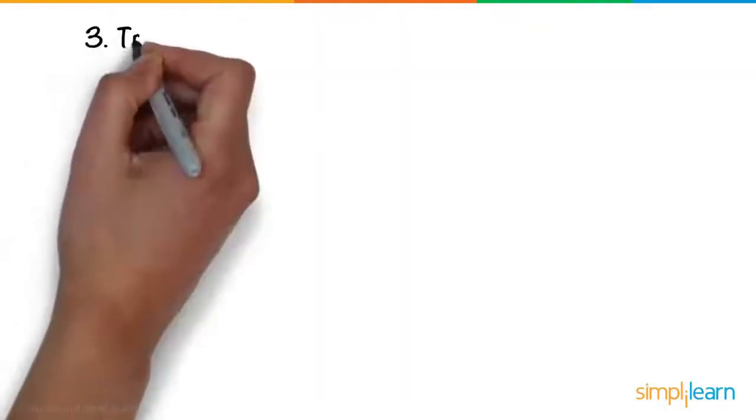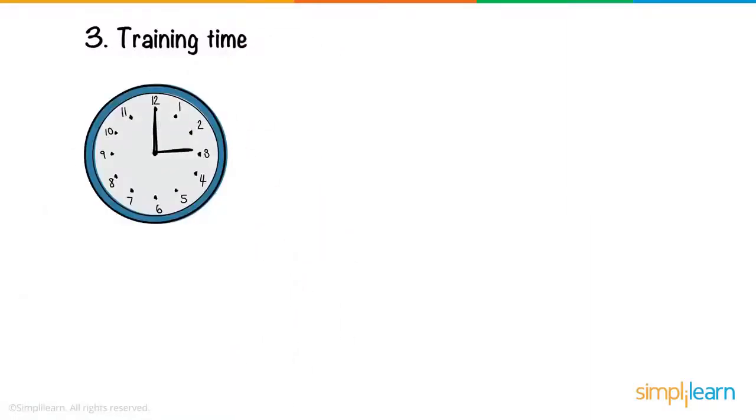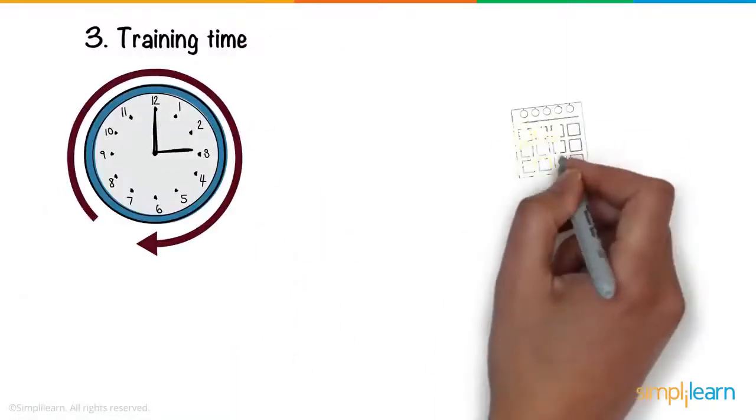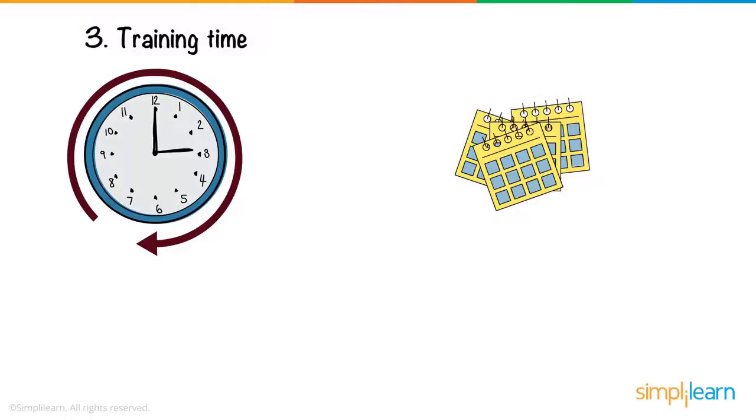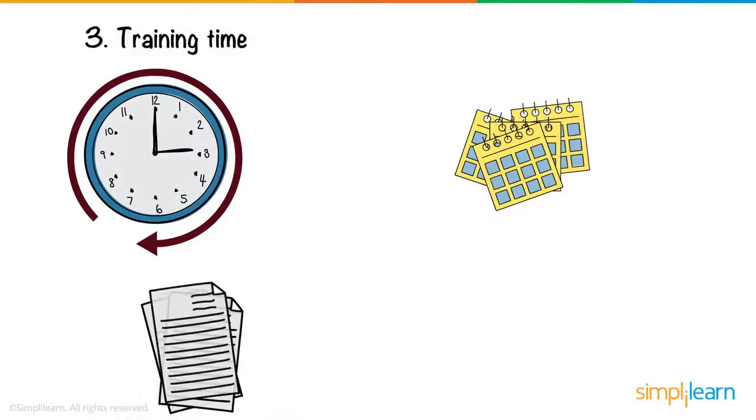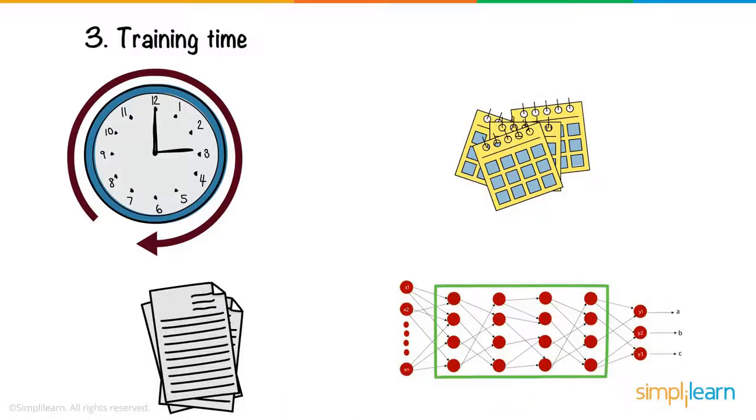And finally, we come down to training time. Deep neural networks take hours or even months to train. The time increases with the amount of data and number of layers in the network.